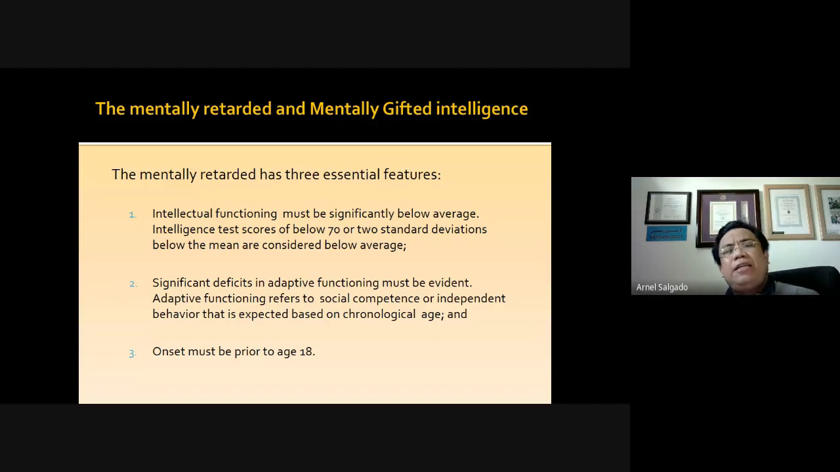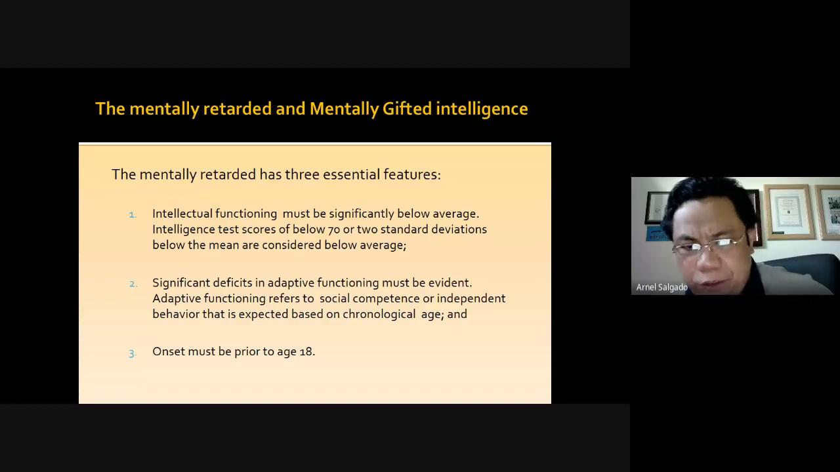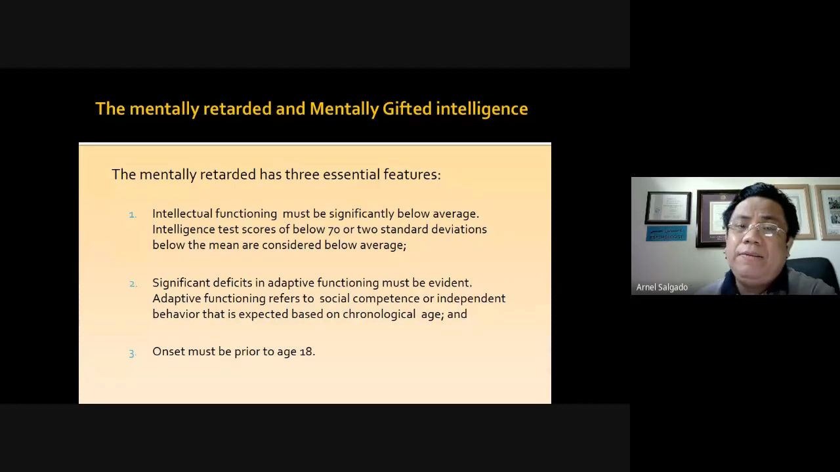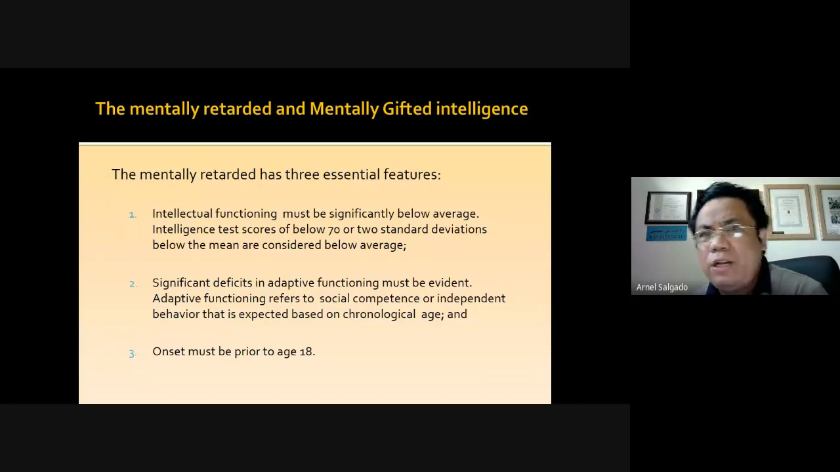The mentally retarded has three essential features. What do you mean by mentally retarded? The process of mental growth is deficient, is different, brought about first by malnutrition. This is usually the problem. There could be a problem in terms of mental retardation. We have seen that in our development.